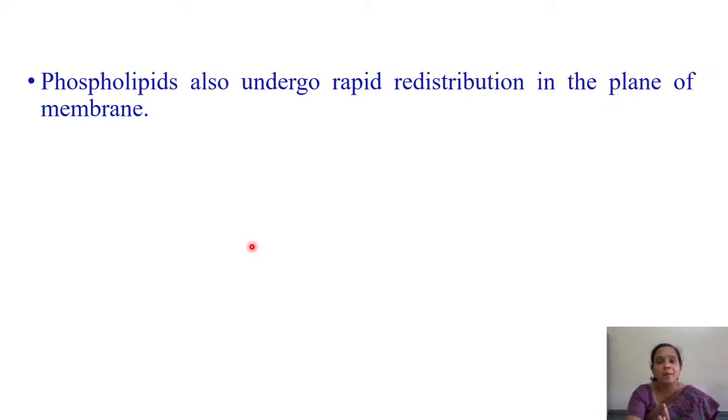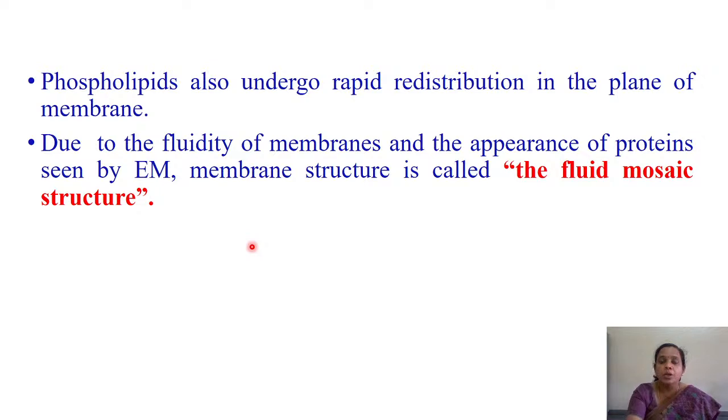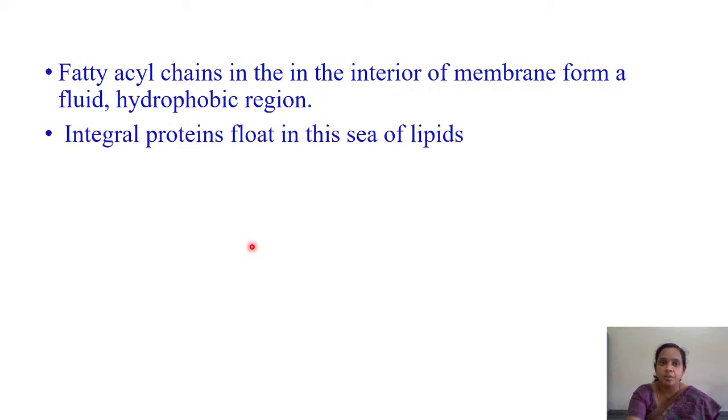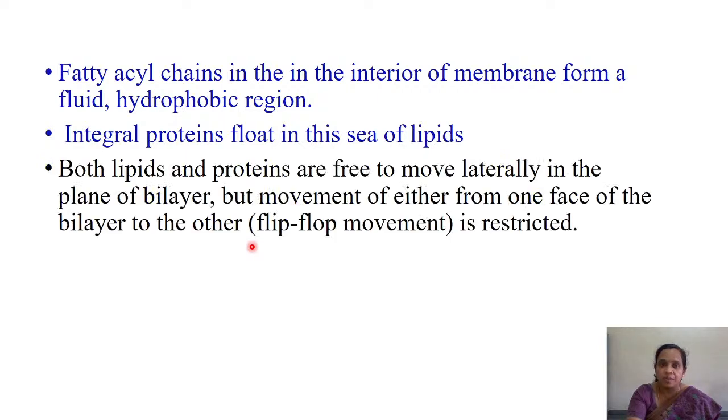Phospholipids undergo rapid redistribution. Now we'll talk about why you call it a fluid. Phospholipids also undergo rapid redistribution in the plane of the membrane. Due to the fluidity of the membrane, the appearance of the proteins seen by electron microscope, the membrane structure, is called the fluid mosaic structure. Now, the fatty acyl chains in the interior of the membrane form a fluid, hydrophobic region.